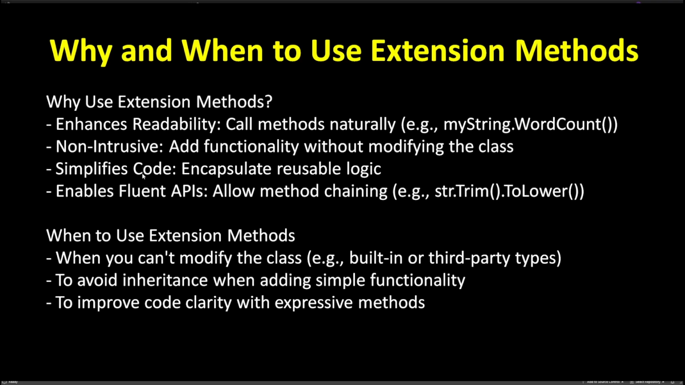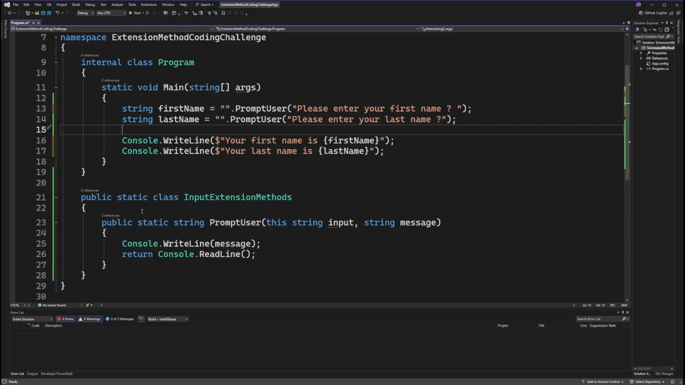An extension method simplifies code. It allows us to create reusable logic. Let me demonstrate this quickly with an example. Over here we have a PromptUser extension method which takes in a message parameter, and it will simply print this message to the console, and it will return whatever the user passes to the console. Since the extension method returns the value the user has passed in, we can directly assign it to a variable.